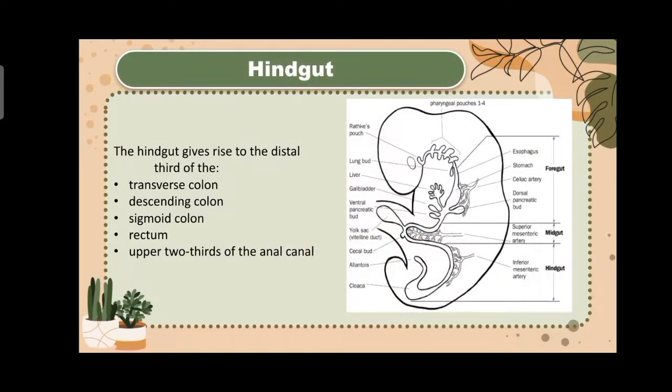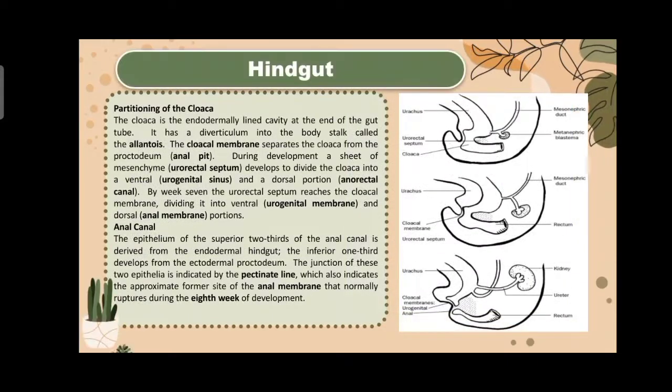Next is the hindgut. The hindgut gives rise to the distal third of the transverse colon, descending colon, sigmoid colon, rectum, the upper two-thirds of the anal canal, and partitioning of the cloaca. The cloaca is the endodermally lined cavity at the end of the gut tube. It has a diverticulum into the body stalk called the allantois. The cloacal membrane separates the cloaca from the proctodeum or anal pit.